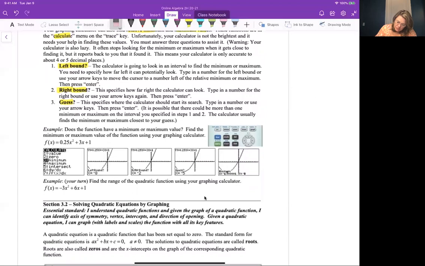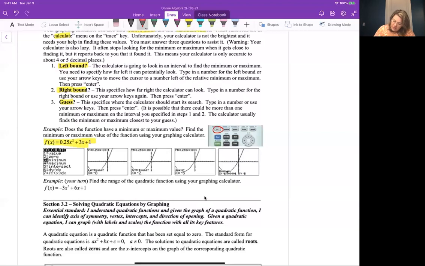The first thing you do is take this function here, y equals 0.25x squared plus 3x plus 1, and enter it into the calculator. You're going to go into y equals. Ideally, there'd be nothing there. If there are leftover equations in there, you'll have to clear them out. You will then enter 0.25x squared plus 3x plus 1. Now you've got your equation in there.